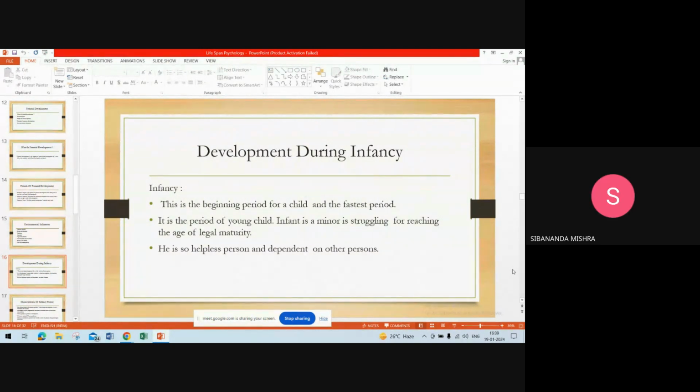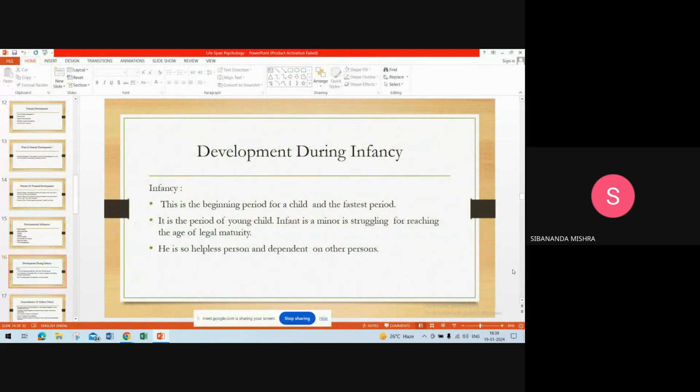Legal maturity is 18 years, voting age. Anyway, so infancy is the beginning period for a child and the fastest period. It is the period of a young child. An infant is a minor, struggling to reach the age of legal maturity.